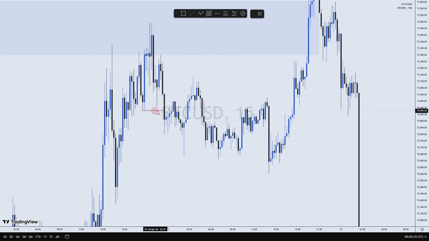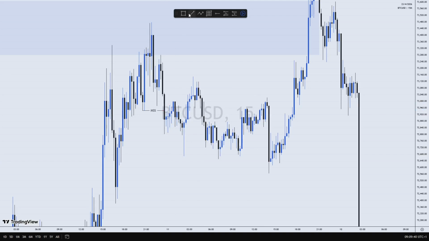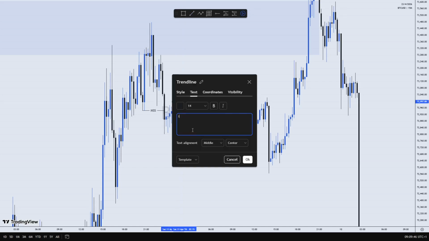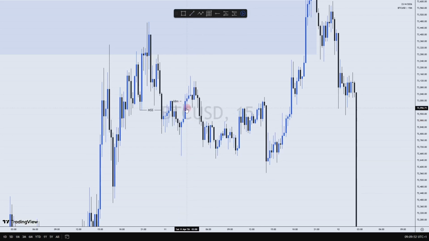After the market gave us this MSS, let me add the text: MSS. After the market gave us our MSS here, it gave us our pullback here as our inducement. So after this, the next thing to do is to pick our POI.